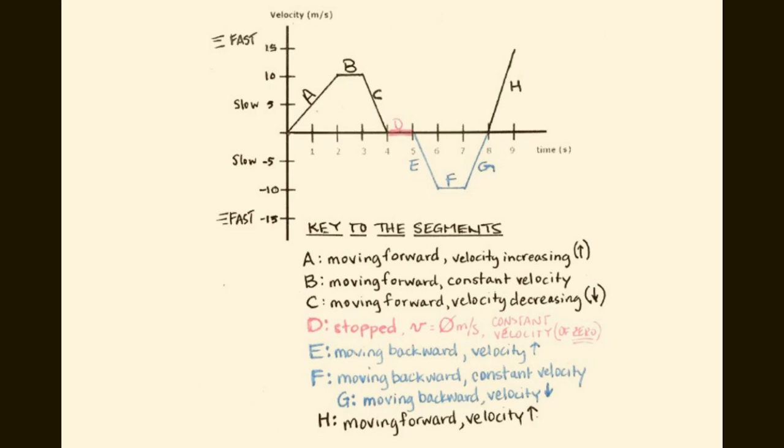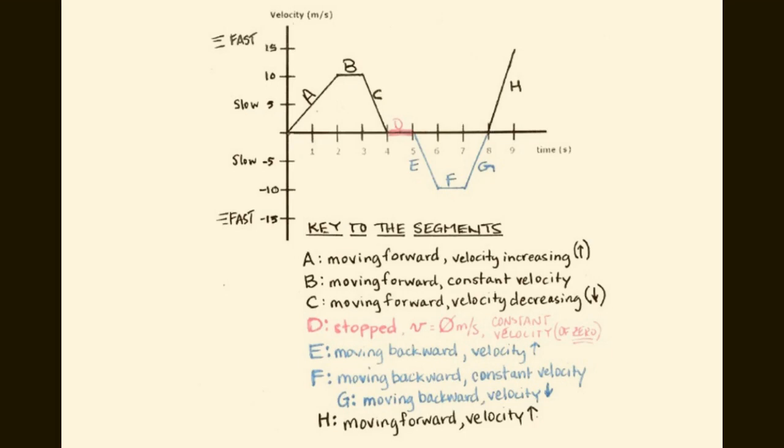In section D, the object is stopped or stationary as velocity is equal to 0 meters per second. Remember that from 4 to 5 seconds, the object has a constant velocity of 0 meters per second. This is the only time in which an object is stopped or stationary in velocity versus time graphs.